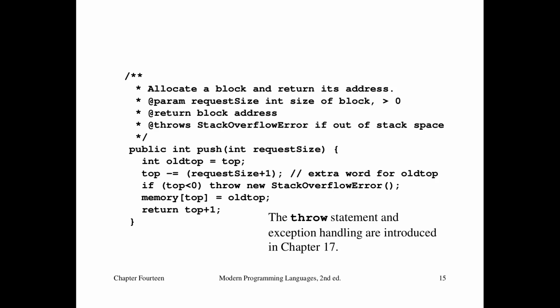And then if top is less than 0 after that, we're going to throw a stack overflow error because we ran out of memory. If that's not the case, then memory at top equals old top, the value that we cared about, and then we return top plus 1, which is the start address for that activation record. The throw statement is a part of exception handling, which we'll cover in a later chapter. I'm not going to get deep into it right here.